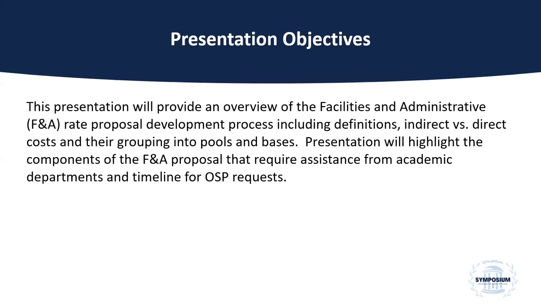So today's presentation objective is mainly to do a quick overview of the F&A rate proposal development process, define the elements of what's within the F&A rate, and talk about what we consider to be direct versus indirect costs. Towards the end, the presentation will highlight the components of the proposal, and the elements that we require assistance from, not only academic departments, but the other departments on campus that assist with the proposal, as well as a timeline of when we'll start knocking on your doors related to the survey.